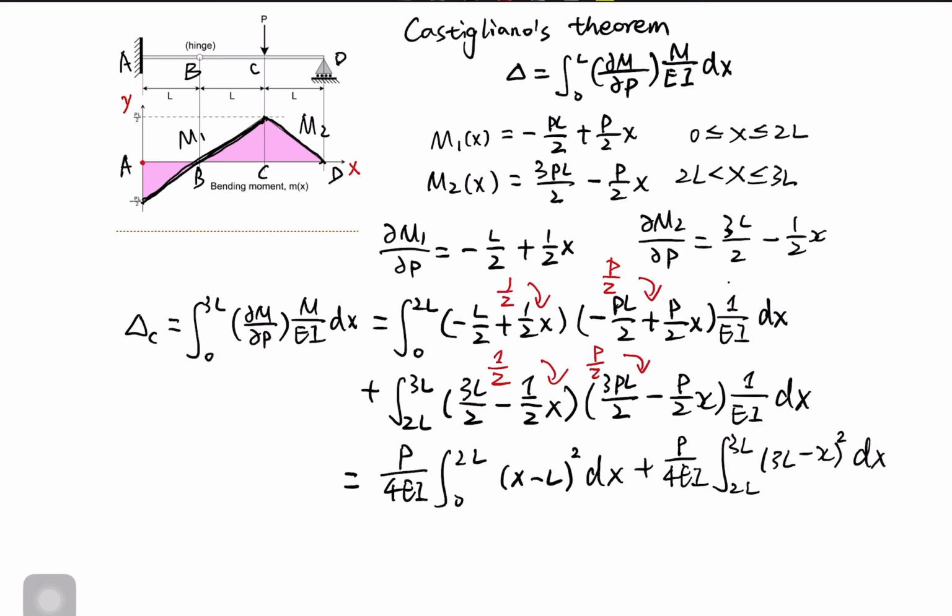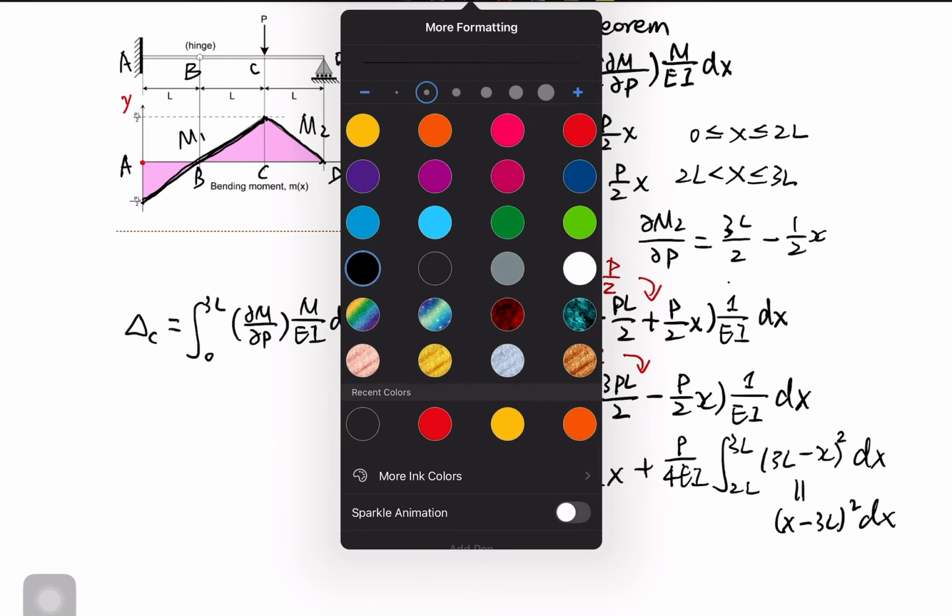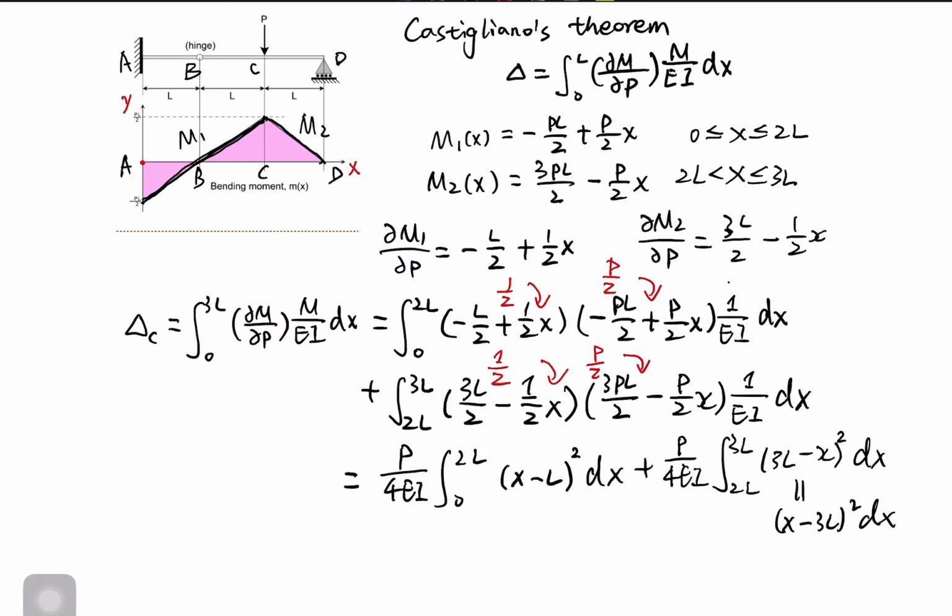So it becomes this. We can also write this as L minus 3L squared as well. It's the same because it's a square, so we just make a change. If we make a change here, we write this as x minus 3L. Okay, so now let's evaluate these two integrals.